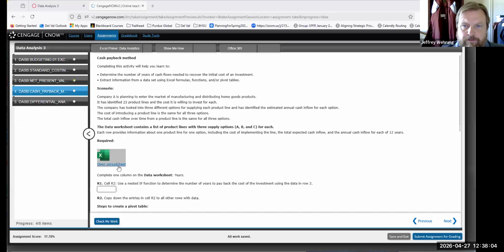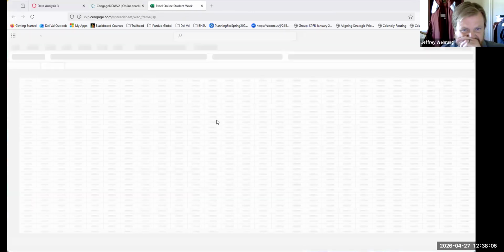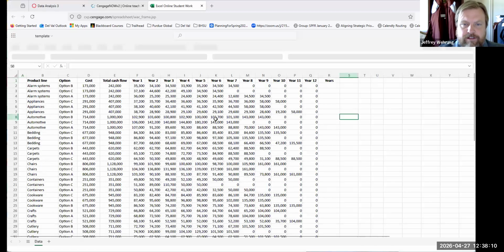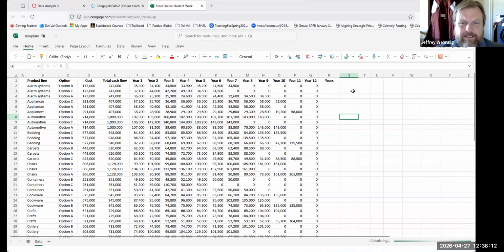Okay, we're going to do the cash payback data analysis problem. So let's look at this. We first will open up our spreadsheet and see what it looks like. This one should be similar to the net present value one. It's just a different way of making the same decision.